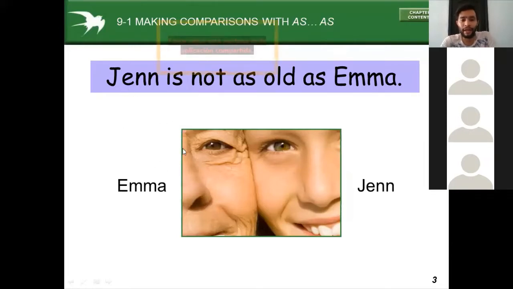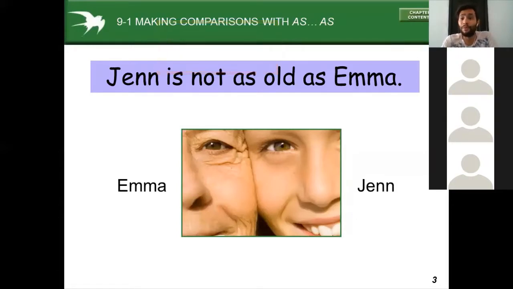So take a look at this example right here. We have Jan is not as old as Emma. This is Emma, and this is Jan, right? Take a look. She's pretty much young, and she is pretty much old. So, can someone please translate this part to me? Jenny no es tan vieja como Emma. Very good, right? No es tan vieja como Emma.